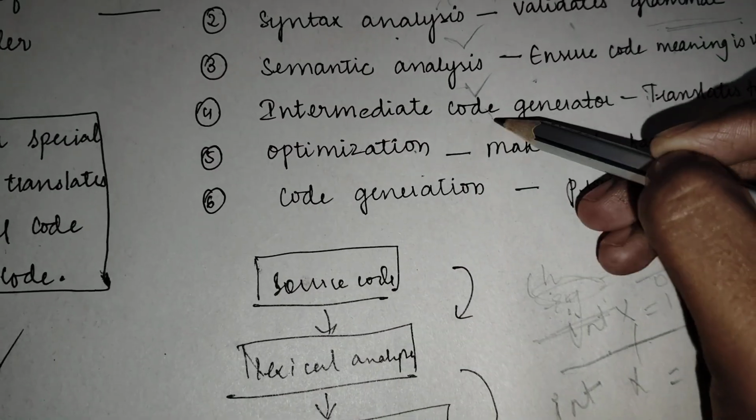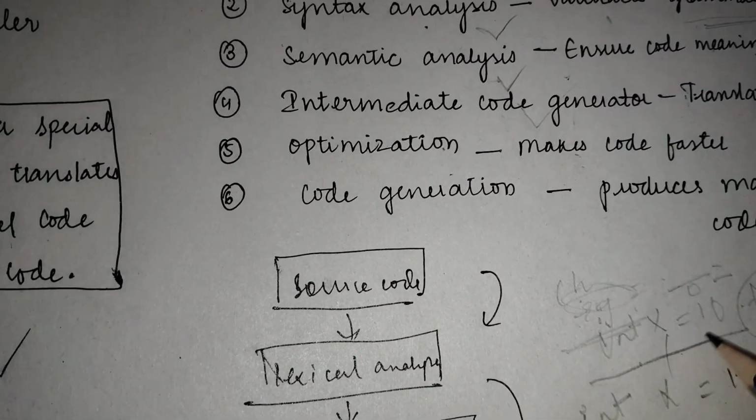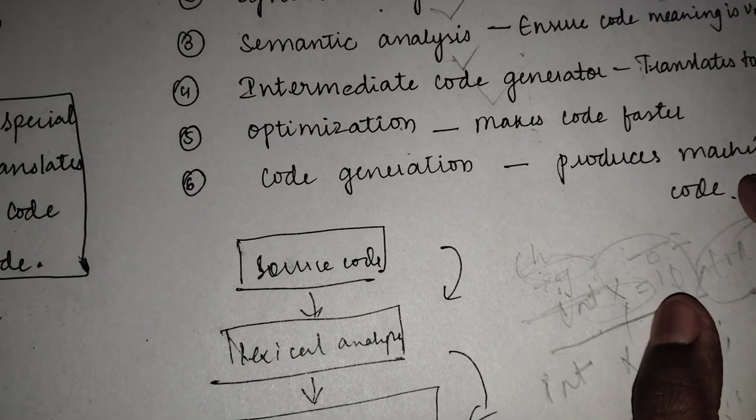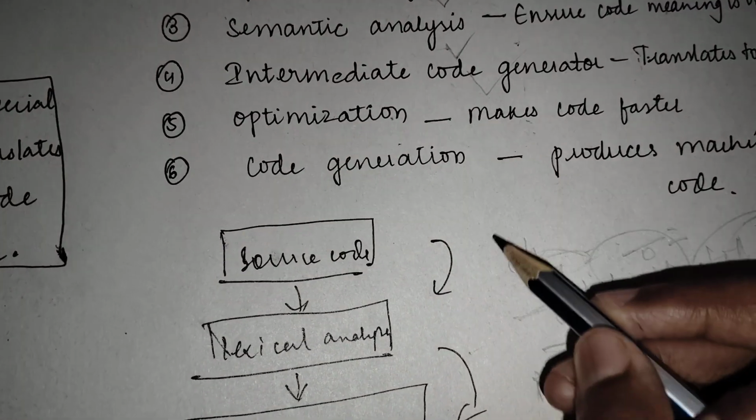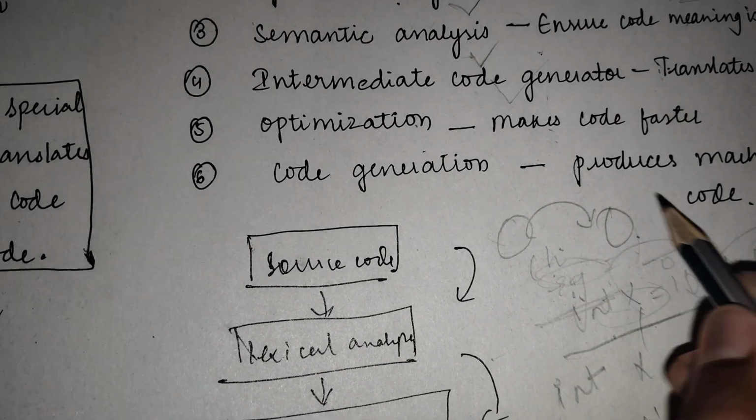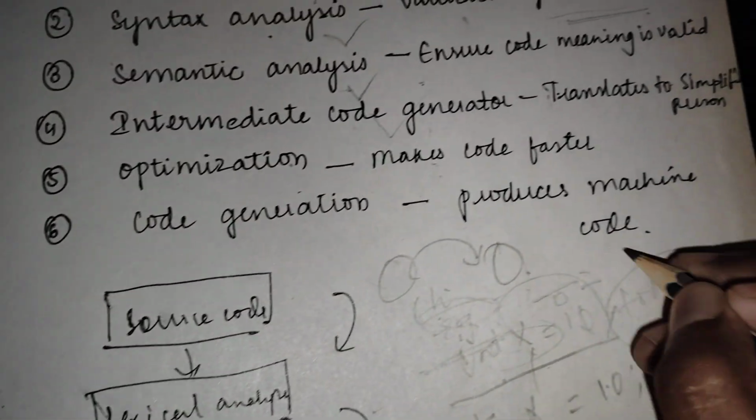The fourth one is the intermediate code generator. It translates the high level code into an intermediate representation between the source code and the machine code. So this is the source code and this is the machine code, and it helps in translating between these two.